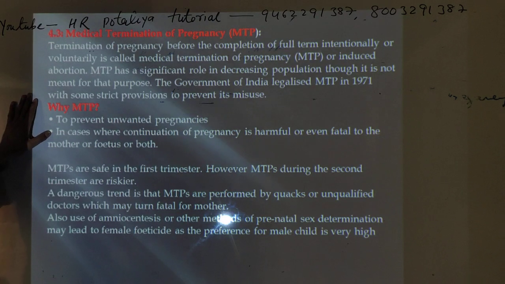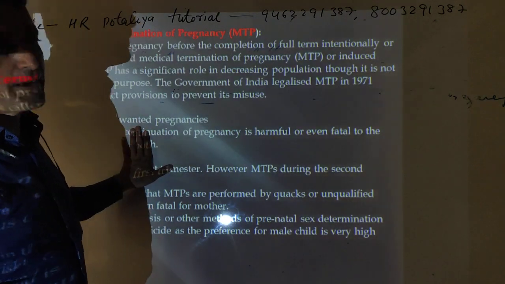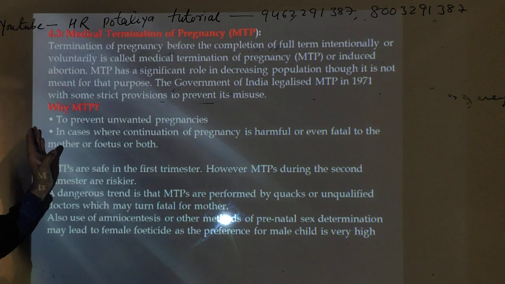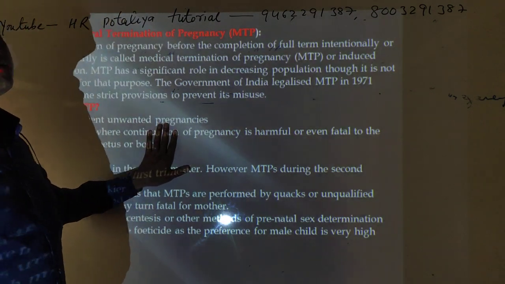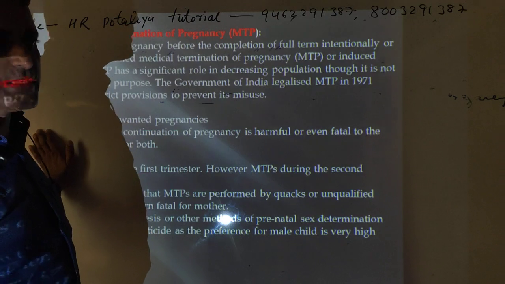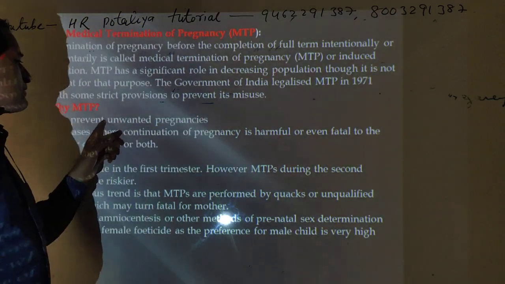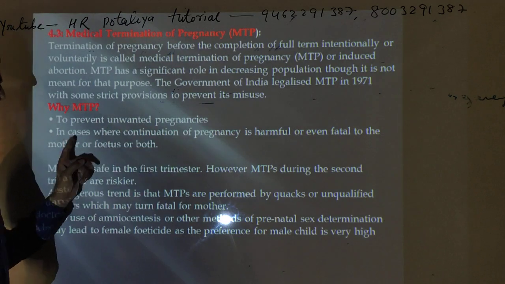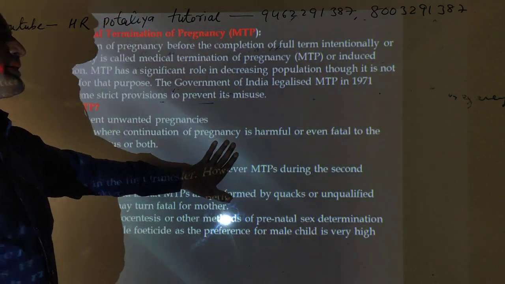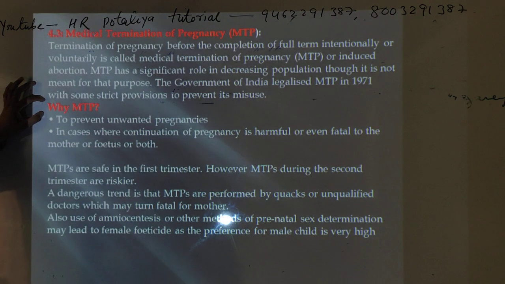Second, in cases where the continuation of pregnancy is harmful. I have already discussed with you: if the unwanted pregnancy is not accepted by society, or health does not support it for the female, or the developing fetus has incompletely developed organs, or there is a genetic disorder or disease, or sometimes due to rape or other reasons. There are a number of reasons where continuing the pregnancy is harmful for the fetus as well as the mother. दोनों के लिए हो सकता है. In that case we can terminate the pregnancy, that is the MTP.